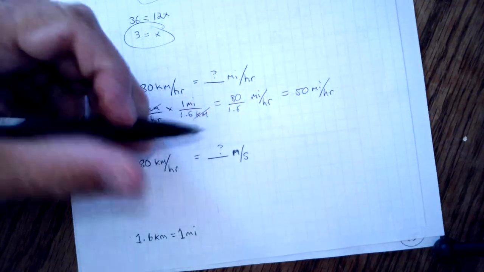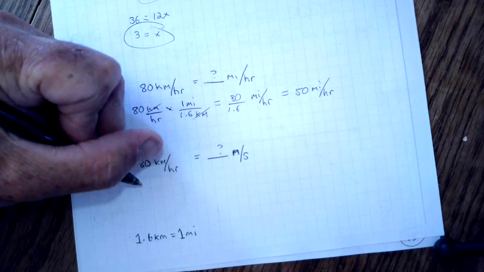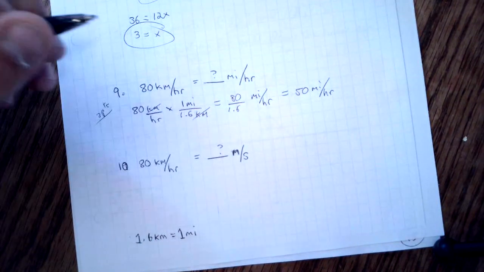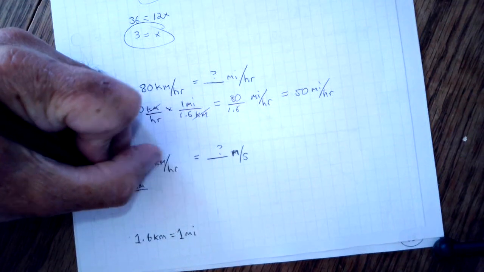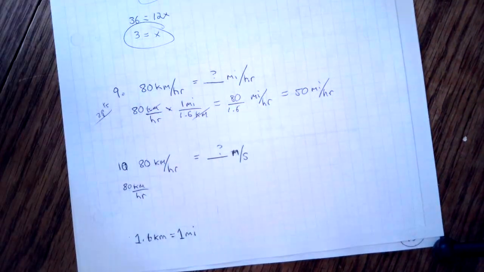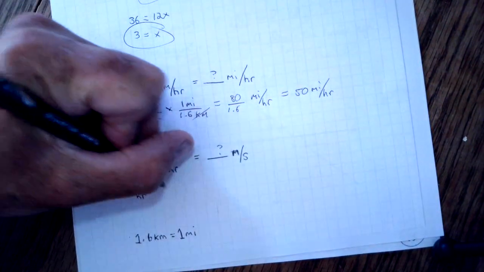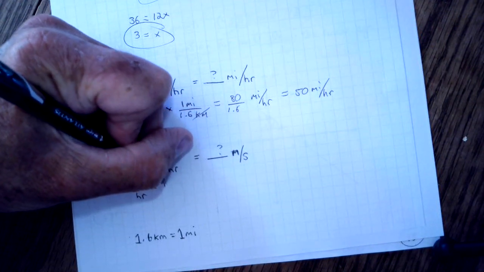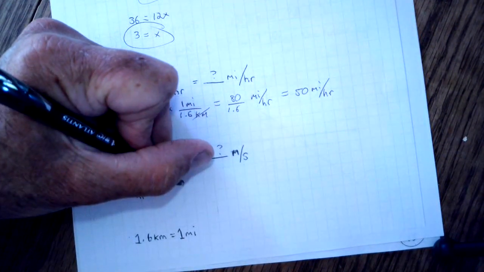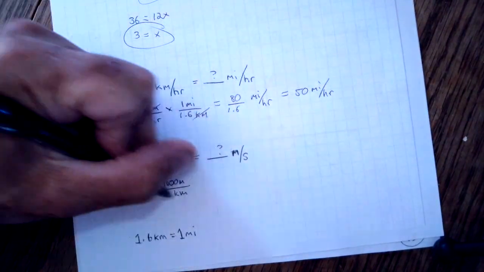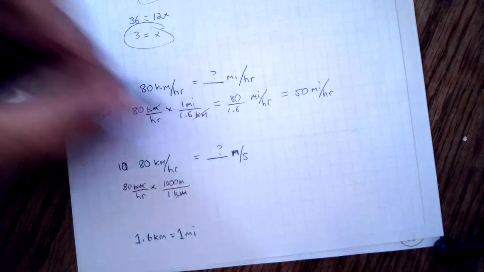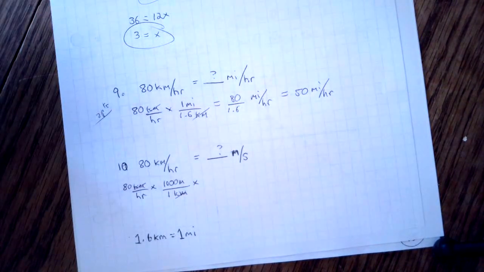All right, this one, 80 kilometers per hour, and I want to know how many meters per second. Well, this one's a little bit longer. So 80 kilometers per hour. Let's first of all change kilometers into meters. Well, I know that 1,000 meters is 1 kilometer. So now I have meters per hour.